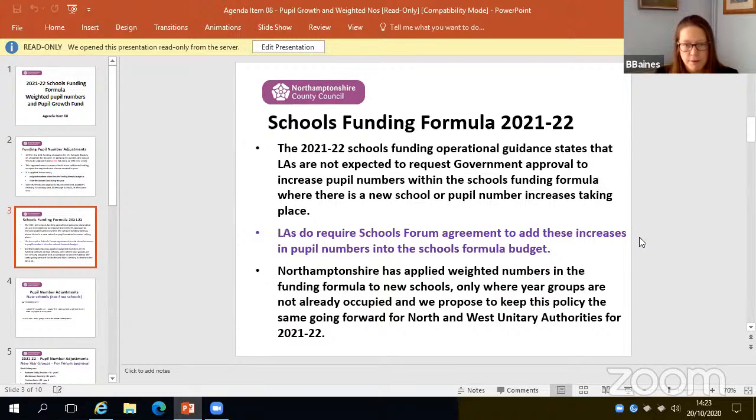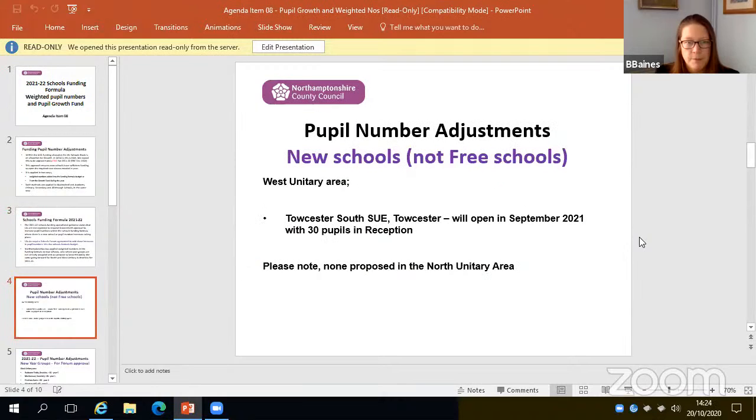So that's to add them into the funding formula, the APT tools that we receive from the government to calculate the funding formula budgets. Outside of that method is the growth fund. So we're proposing that we would continue this policy of adding in the weighted pupil numbers for additional classes where there's a class with no pupils in the census date into both the unitary funding formulas. So I'll pass over to Chris. Chris, if you'd like to tell me when you want me to move the slides.